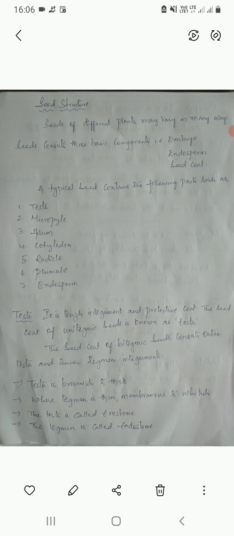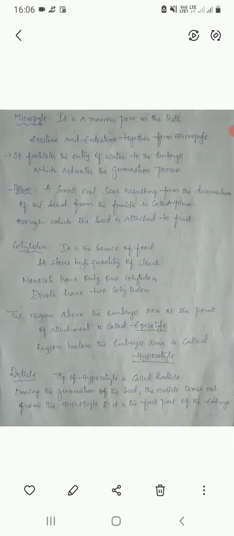Okay, bitegmic seeds consist of two parts. The outer one is the testa and the inner one is the tegument. Testa is brownish and thick, whereas tegument is thin, membranous, and white. Right? So testa is brownish, whereas tegument is whitish. The testa is called exostome, whereas the tegument is called endostome, respectively.